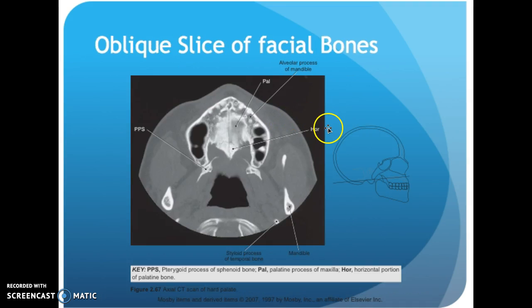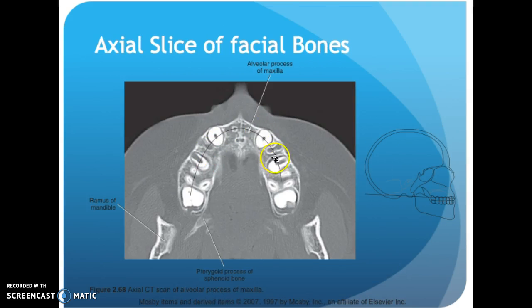So this is what it looks like on CT. So we have your palatine process of your maxilla with your horizontal process. This is your alveolar process where the teeth are. Back in the back, this is your mandible, your styloid process, just the tip of it you're catching there, and your pterygoid process of your sphenoid. So you can see here, this is your alveolar process of your maxilla. You can see where it's cut, so if it's cut down lower, you know it would be of your mandible.